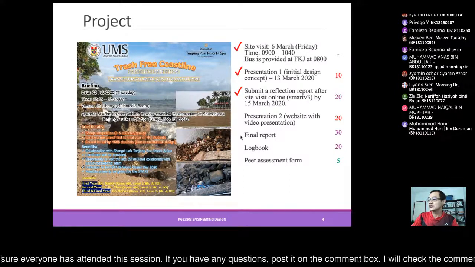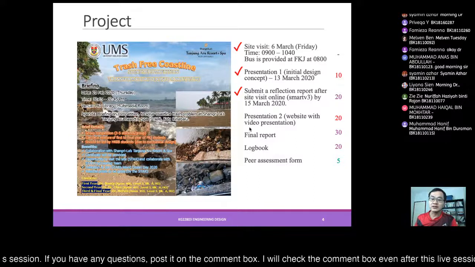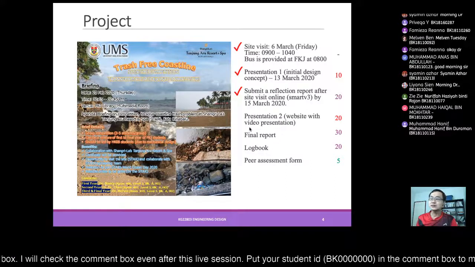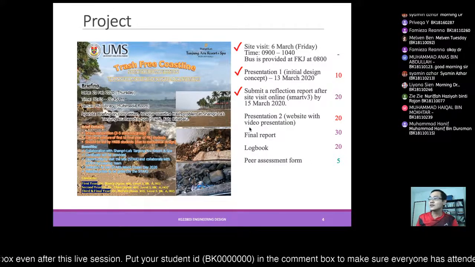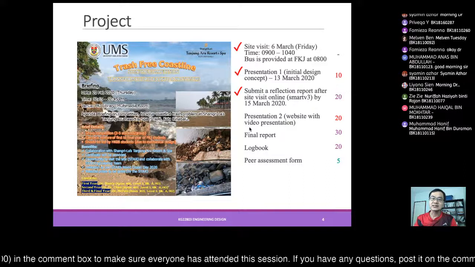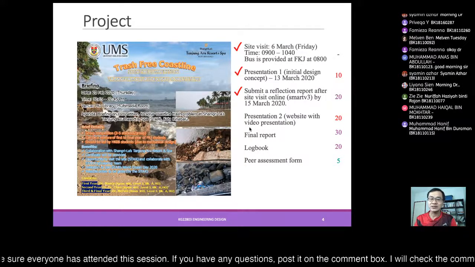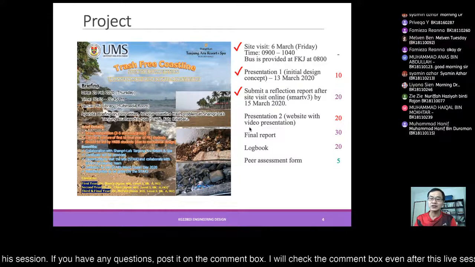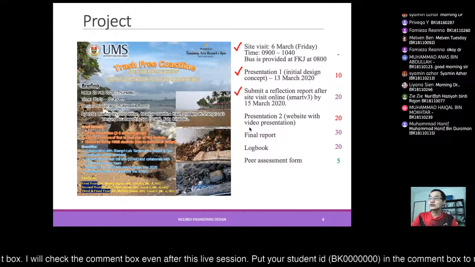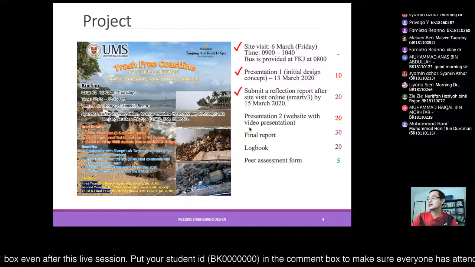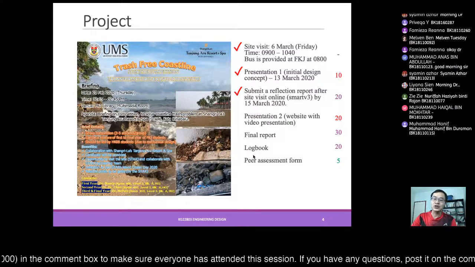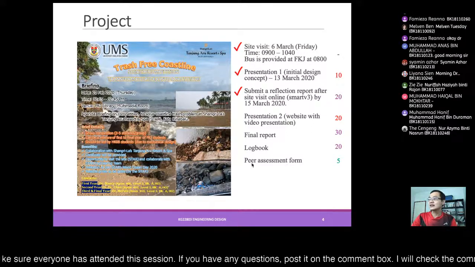So here you will continue to finalize your final report, since you already listened to the comments from the evaluator during the first presentations. Therefore you may make some considerations and readjust. If necessary put things in, and if you think it is not necessary you may remove it, in order to achieve simplicity and the required conditions. Then as before, you have to keep track of all your work in the logbook. And finally you can do your peer assessment.